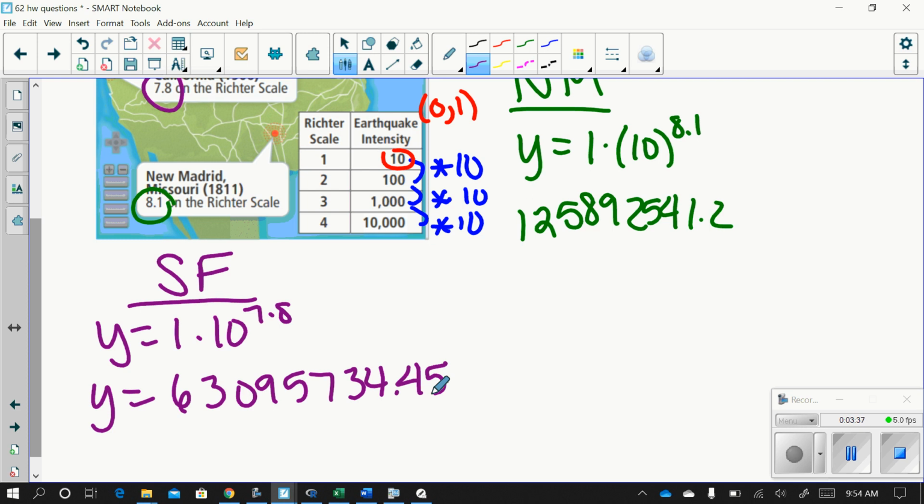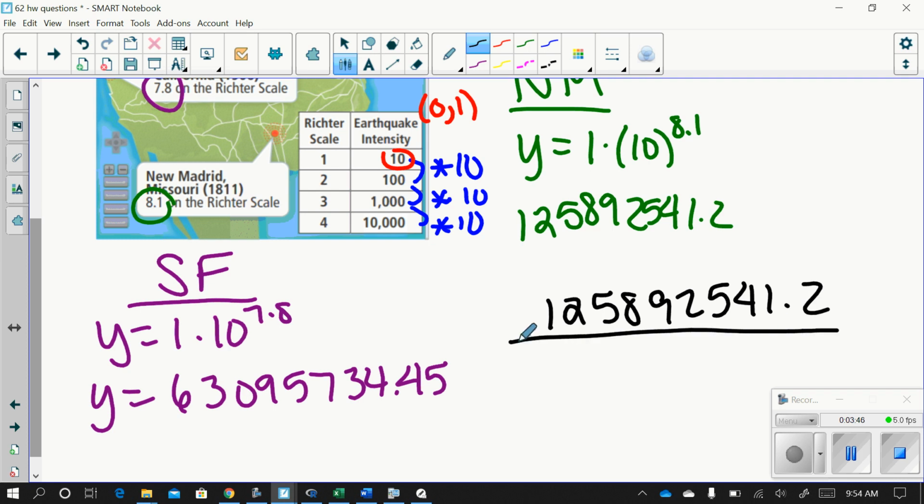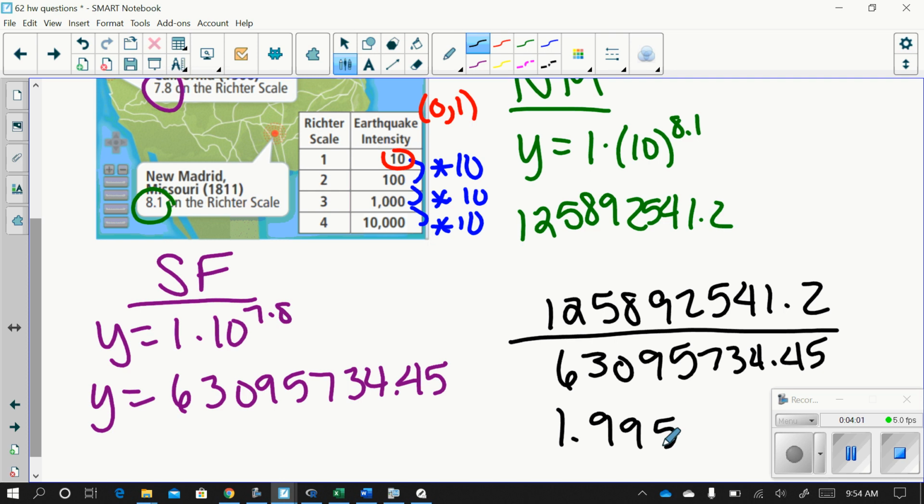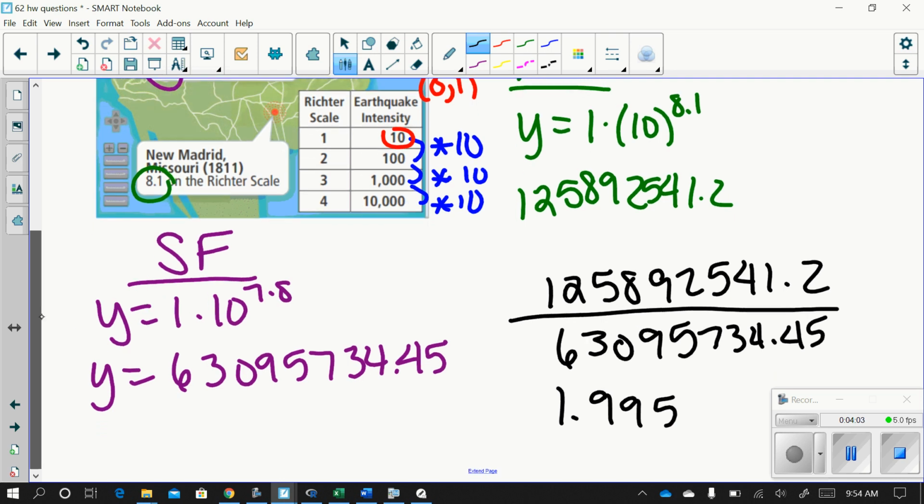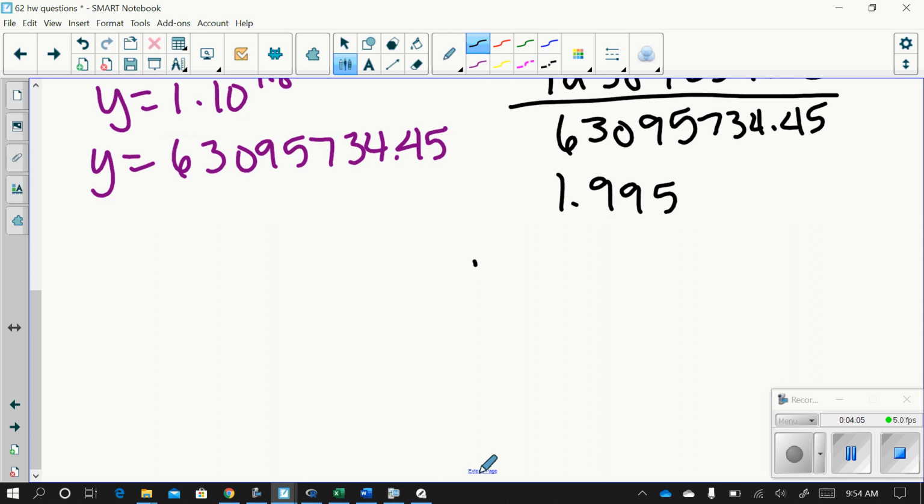Now I need to compare which one's bigger. Well, the New Madrid is. So let's do some division to see how much bigger. I'm going to take 125892541.2, divide it by 630957344.45. Okay, so I'm going to put that in the calculator, the first one divided by the second one. And I get 1.995. So the New Madrid earthquake was about 2 times as big as the San Francisco earthquake.